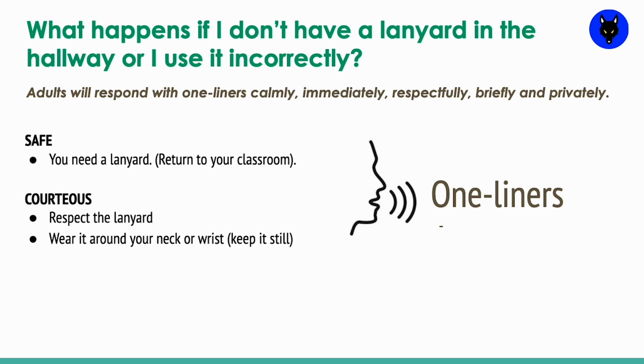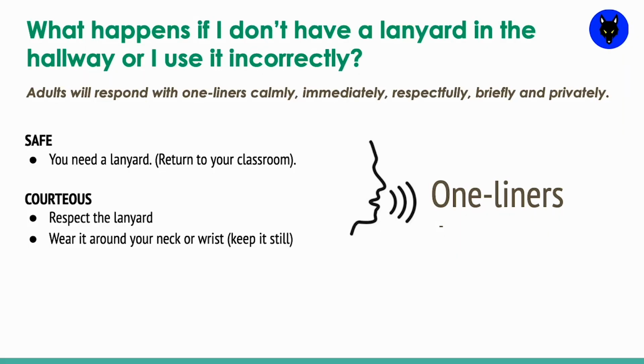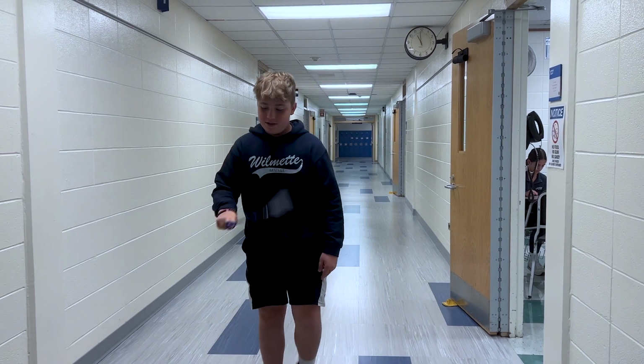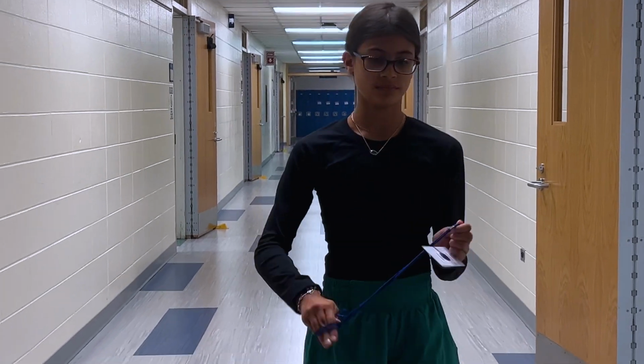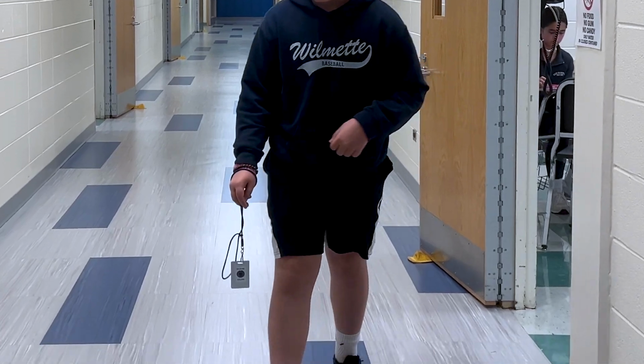Sometimes you will hear a teacher redirect you. If you forgot your lanyard, you might hear a teacher say the one-liner, "You need a lanyard," or "Return to your classroom for a lanyard," or "Get a lanyard." Those are one-liners similar to "walk" or "stay to the right," or "hands to yourself" that you might hear in terms of hallway expectations. You also might hear a teacher say, "Respect the lanyard." That is their way of saying to you to stop, pause, and think, was I windmilling the lanyard or coiling the lanyard or swinging the lanyard? I need to have the lanyard be still, either around my neck or on my wrist.